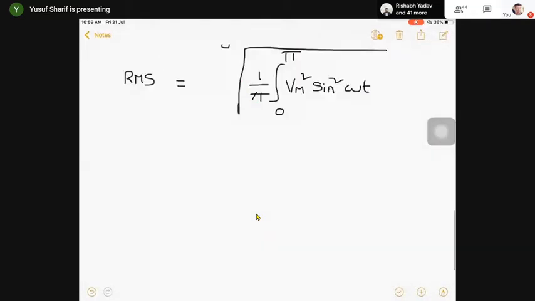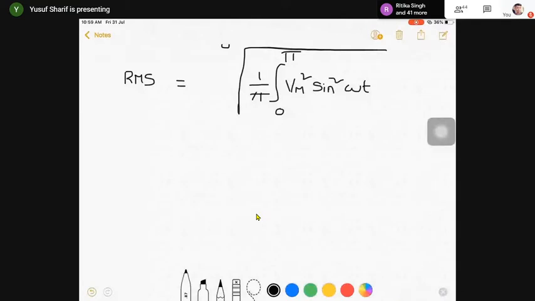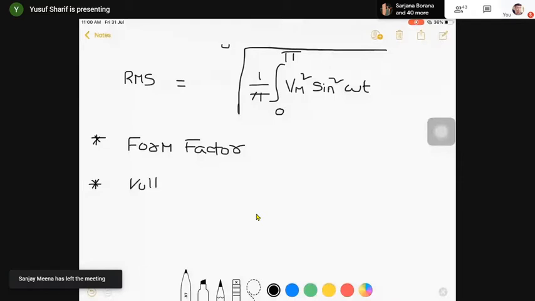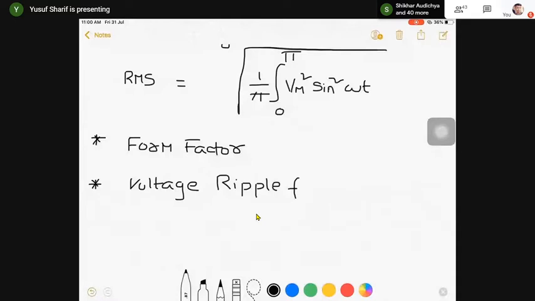Yes, sir. Okay, fine. What about the form factor? See, there are two results जो आपको इस class में याद रखना पड़ेगा. Let me write down those two results. Now, two parameters. One is form factor and second one is the voltage ripple factor. So these are the two results जो आपको याद रखना, because in most of the numericals, you might be asked to calculate these two parameters. One is the form factor and one is the voltage ripple factor.